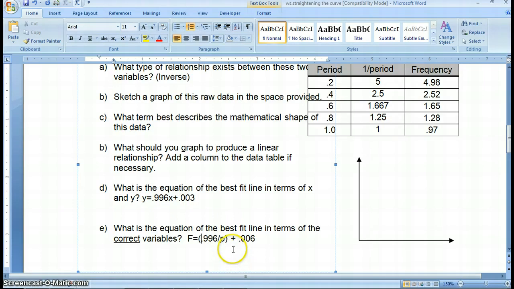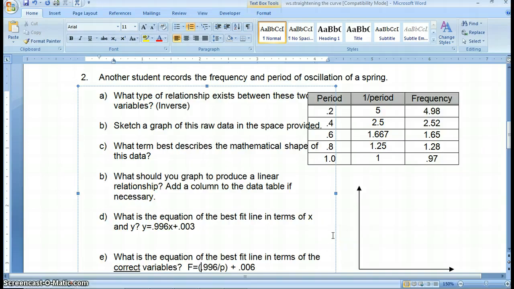So when we write this original equation again, we have to undo what we just did by straightening. So what do we do when we straightened? We graph the inverse of period. Well, when we come back to the equation again, we have to write the variable in the correct way again. So now we have f equals 0.996 divided by p, not times p, 0.996 over p plus 0.006. 0.006 is still the y-intercept, and so this function right here will give us an inverse relationship.